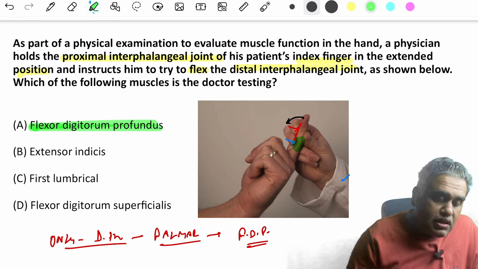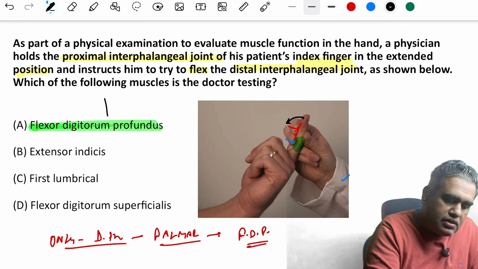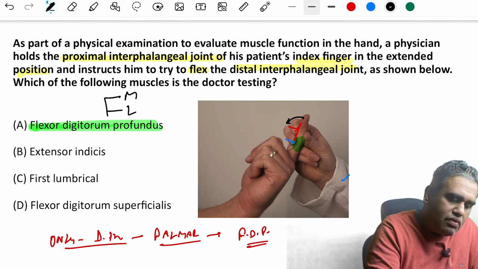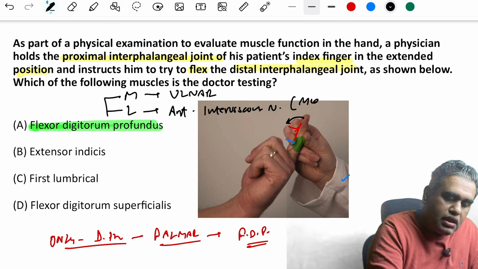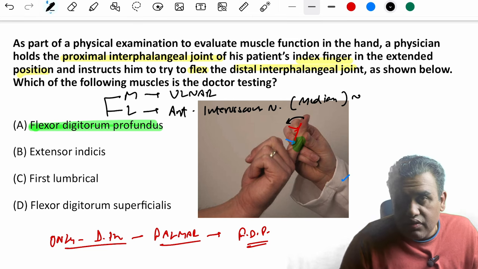Right, ab skin of supply kya thi, do I have asked you, but it was a composite muscle, hai na? It has a medial part and a lateral part. The medial part of this muscle is supplied by the ulnar nerve and the lateral part is supplied by a branch of median. Isko bolte hain anterior interosseous nerve. Branch kiski? It is a branch of median nerve. Yaad rakho. Flexor digitorum profundus.